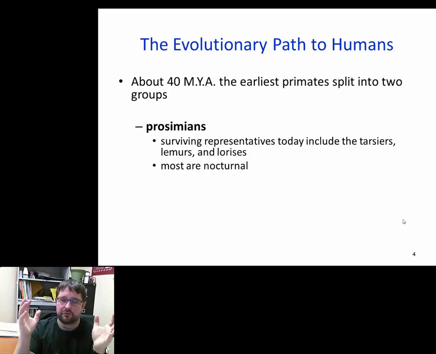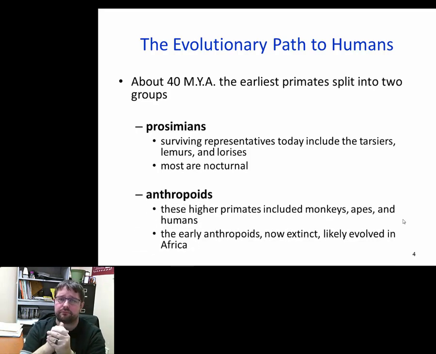Most of the prosimians are nocturnal, so they'll have very large eyes, and they're quite a bit different than the anthropoids. The anthropoids include all the other primates: monkeys, apes, humans, the great apes. And most of the early anthropoids are extinct. But we have remnants of them, and we have examples of them that give us quite a bit of evidence that both groups evolved in Africa and then branched out from Africa.